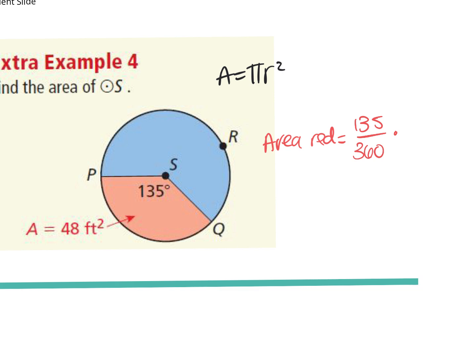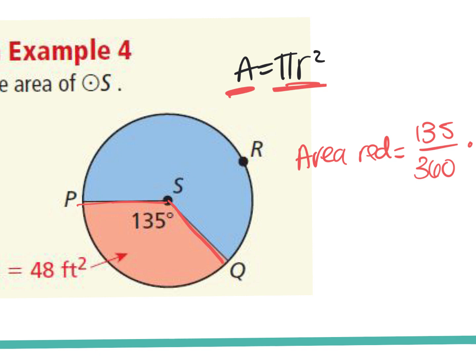Do you guys agree that pi r squared is the same as what? Pi r squared is the same as the area of the circle, correct? So now if I solve this equation for capital A, will I not have the area of the circle? Try it. You know the area of the red section, so plug that in on the left. Multiply by the reciprocal and try to get the area of the full circle.